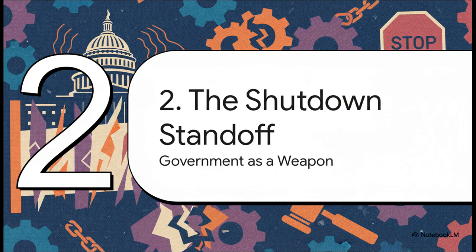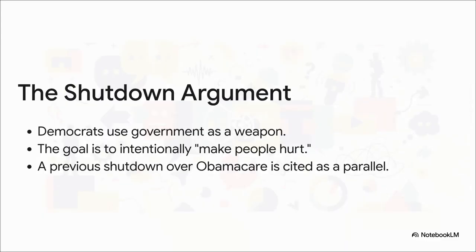The first big piece of proof the segment offers up is the political battle over a government shutdown. The shutdown gets framed as a huge contradiction. How can a political party say the government is a force for good and then turn around and use that same government as a weapon against the people? The segment argues that this isn't an accident. It's the whole point. It's a deliberate choice to make people hurt, and it draws a direct line to a previous shutdown over healthcare as another example of the same thing.